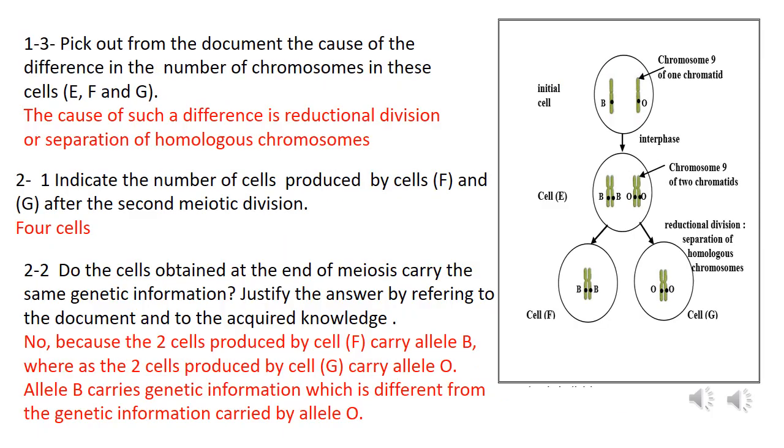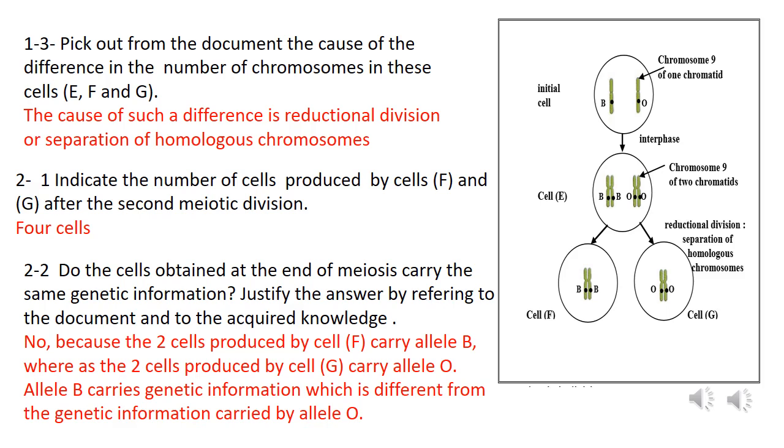Question 3. Pick out from the document the cause of the difference in the number of chromosomes in these cells E, F, and G. So all you have to do is just to pick out the cause. The cause is shown clearly in the document. So where shall we look for the cause? It's between cells E, F, and G.